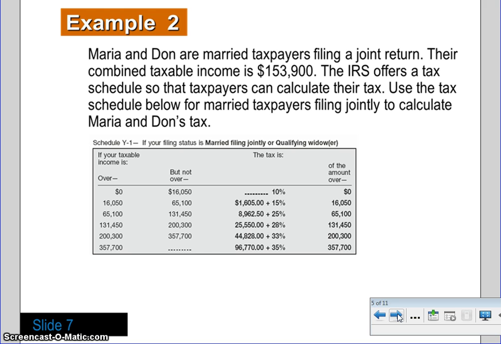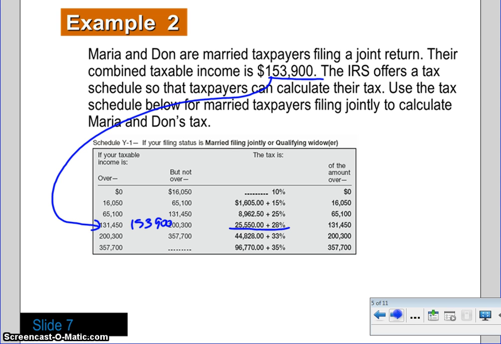All right, example 2, it says Maria and Don are married taxpayers filing a joint return. Their combined taxable income is $153,900. The IRS offers a tax schedule so that taxpayers can calculate their tax. Use the tax schedule below for married taxpayers filing jointly to calculate their tax. So if we look at this, $153,000 falls right in this section here. It would fall somewhere in the middle of $131,450 and $200,300.